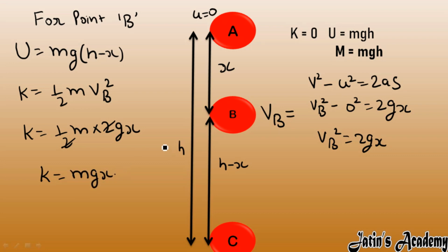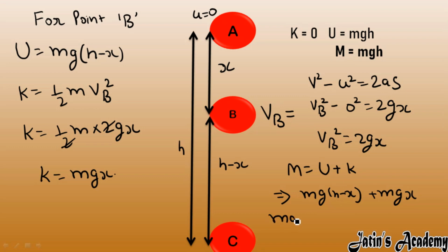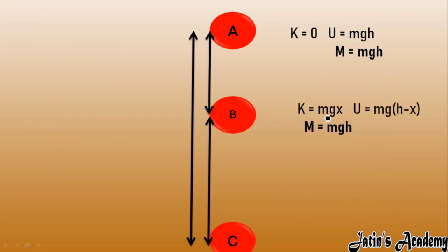Okay. Now we have to calculate the total mechanical energy at point B, which is the sum of potential energy and kinetic energy. Potential energy we have mg(h minus x), okay, and kinetic energy we have mgx. Clear? Now we have to open the bracket, which is mgh minus mgx plus mgx. So here mgx cancels out and we got mgh. So mechanical energy at point B we got as mgh. Clear this point? So at point B we have kinetic energy mgx, potential energy mg(h minus x), and total mechanical energy mgh.